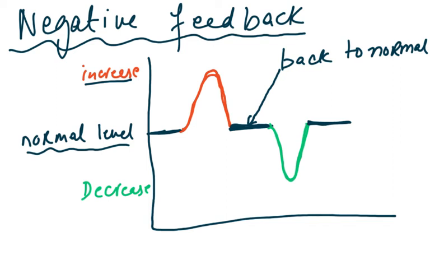And how do we define negative feedback? Negative feedback is there's a normal level, and then there's a change. The change can be an increase or a decrease, and then back to normal.